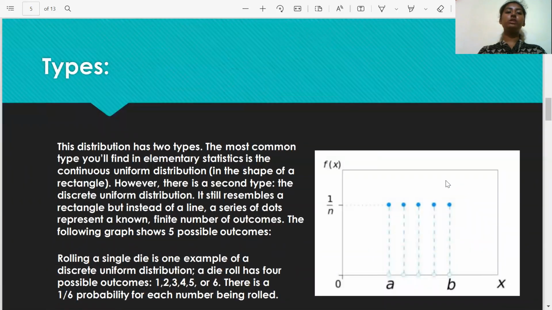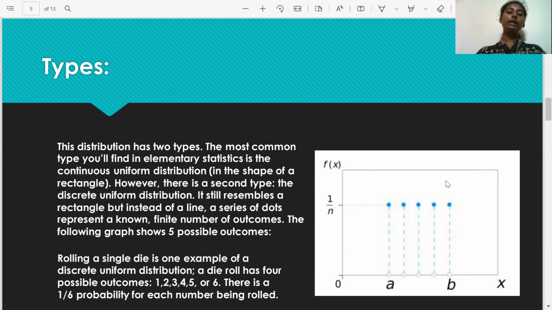Types. The distribution has two types. The most common type you will find in elementary statistics is the continuous uniform distribution. However, there is a second type, the discrete uniform distribution. It still resembles a rectangle, but instead of a line, a series of dots represent a known finite number of outcomes. The following graph shows five possible outcomes.